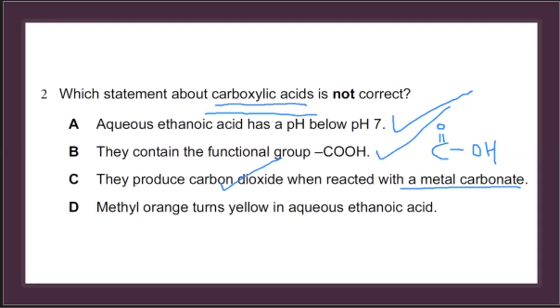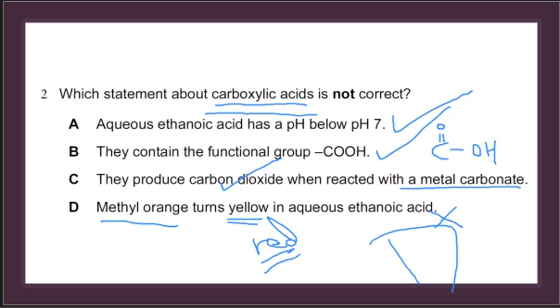Methyl orange, which is an indicator, turns yellow in aqueous ethanoic acid. No, it does not turn orange. It actually turns red. So sorry, it doesn't turn yellow. It goes red. This color here should have been red. Methyl orange turns red, not yellow. So the answer is D as in dog.